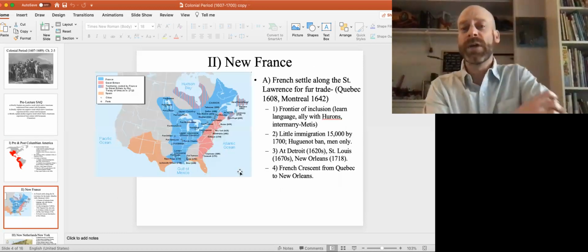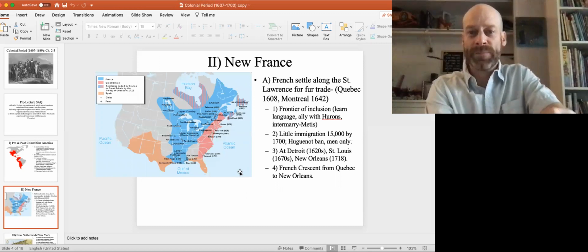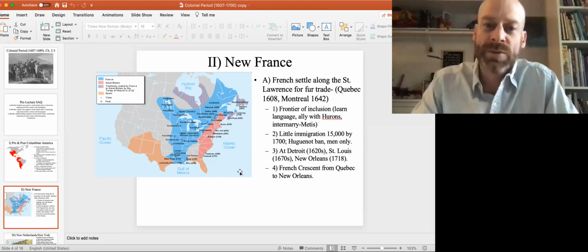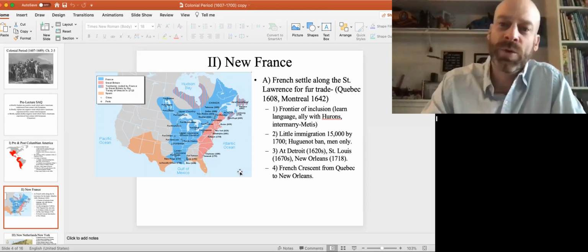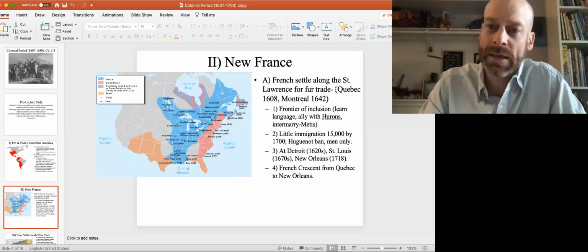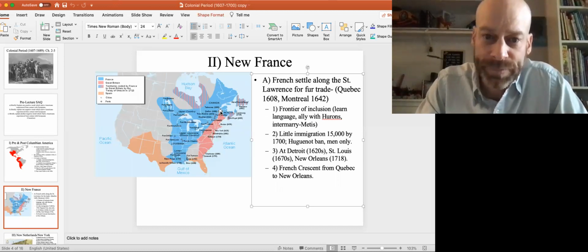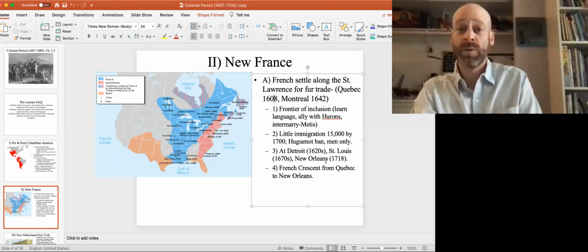Okay, so we're going to move on to the French. The French are part of this process. In 1608, they are going to establish their very first colony in the New World. It is known as Quebec, or as we call it, Quebec. The city of Quebec here in the province of Quebec.